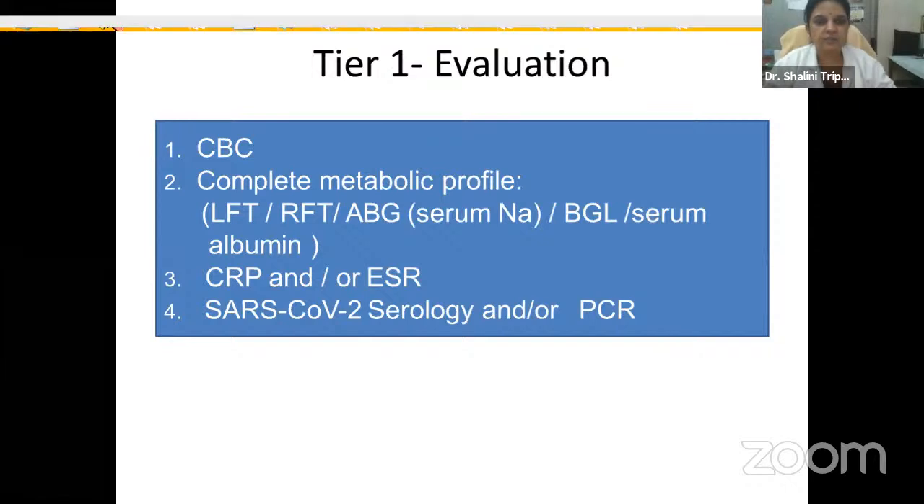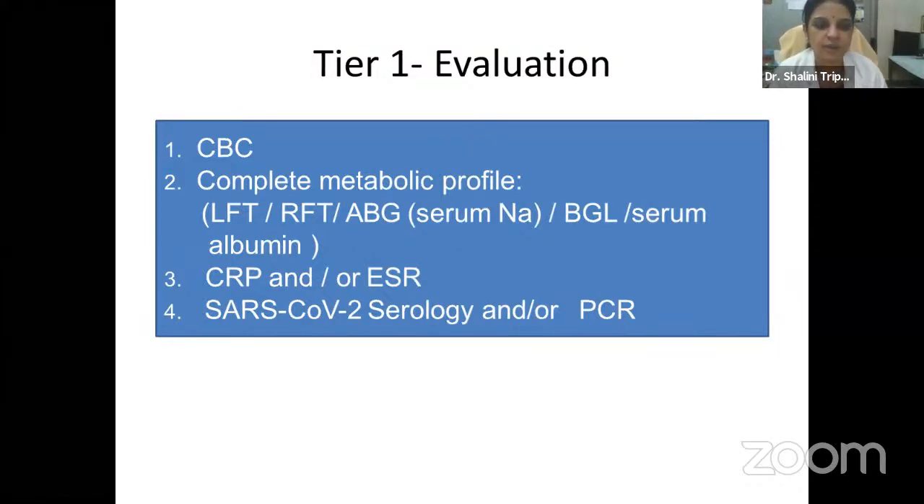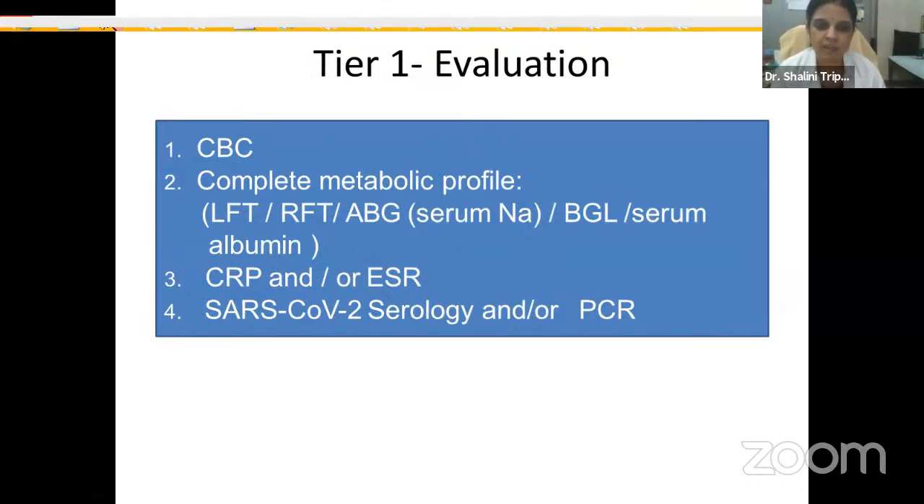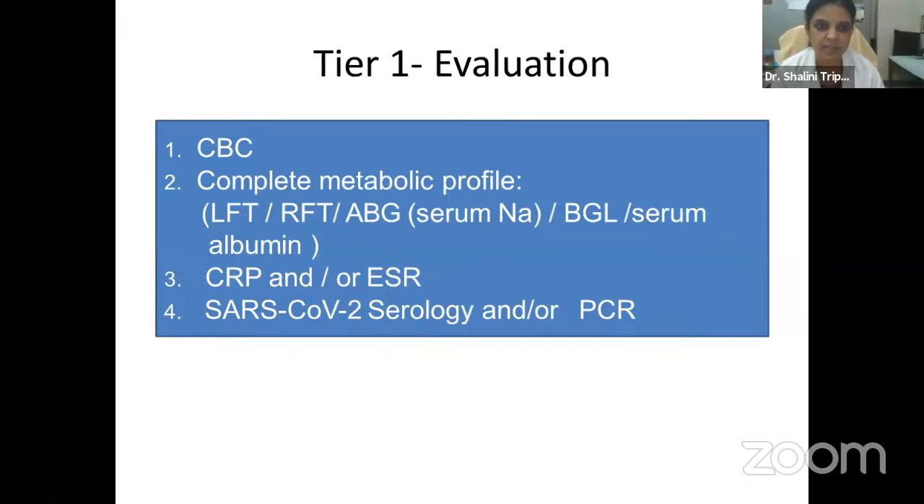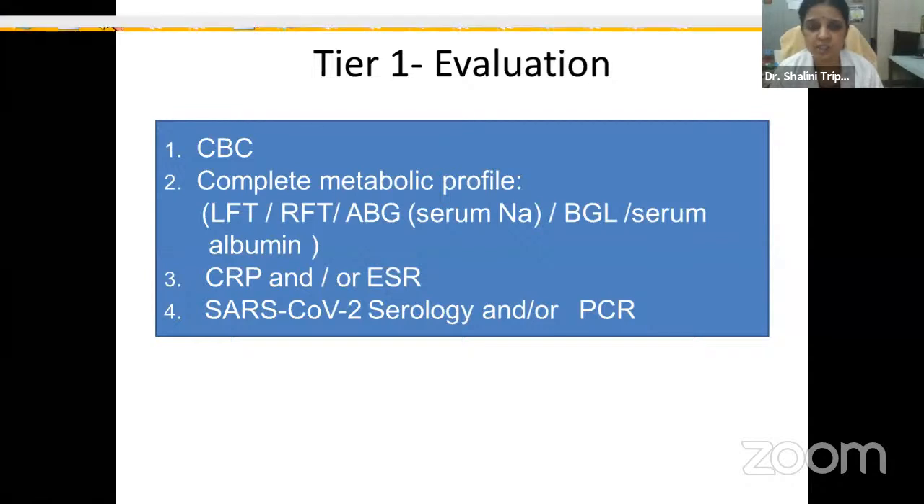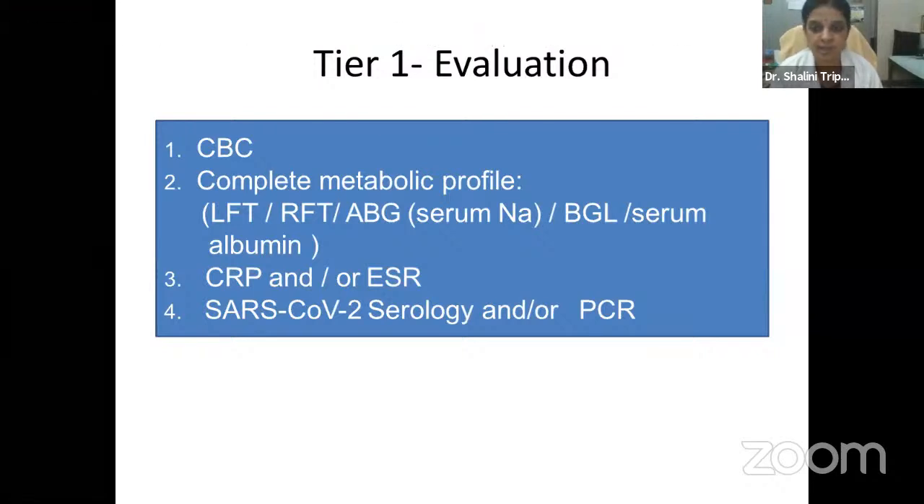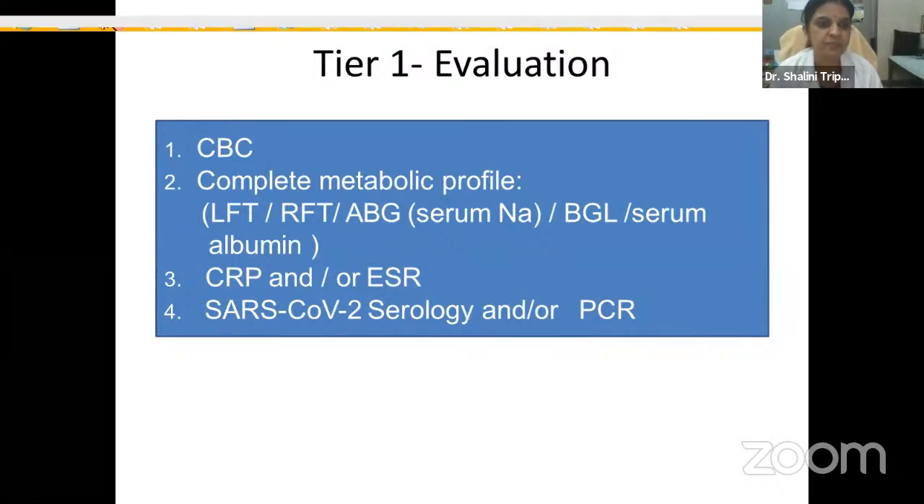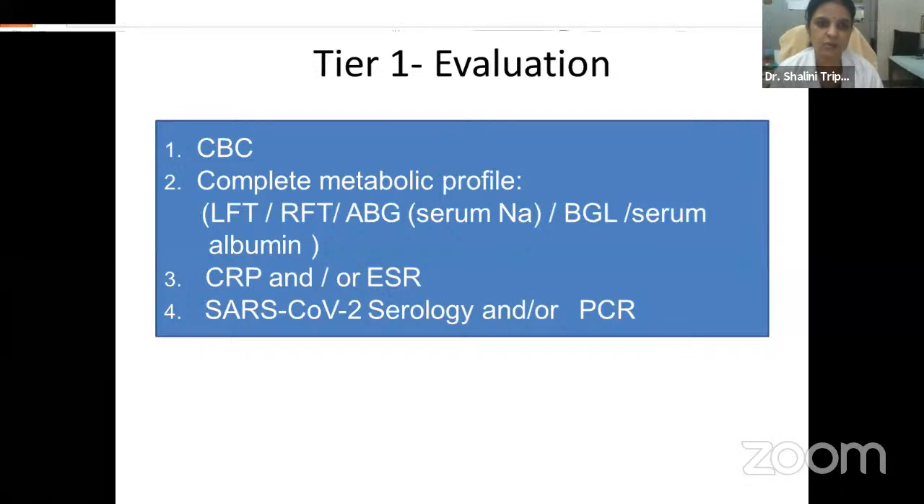So what are the tier 1 tests? It will comprise complete blood count, then metabolic profile, which will include liver function test, renal function test, and ABG. And if ABG is not available, then only serum sodium, because we want to see hyponatremia. Then glucose levels and serum albumin. Then for inflammatory markers, to begin with, tier 1 is CRP and ESR, and COVID antibody and PCR.